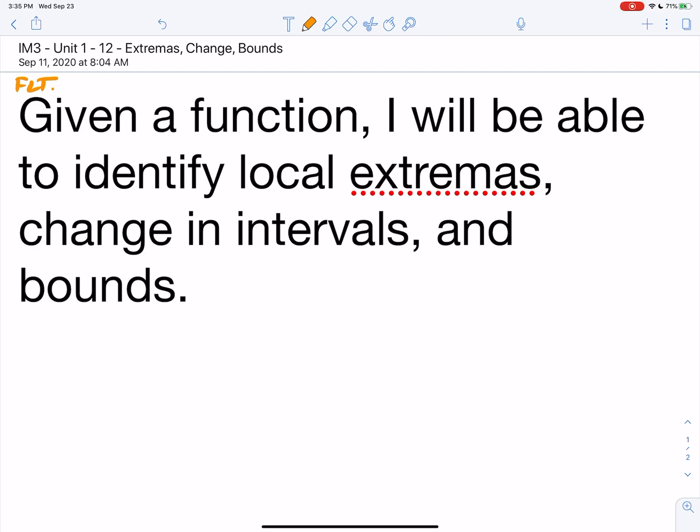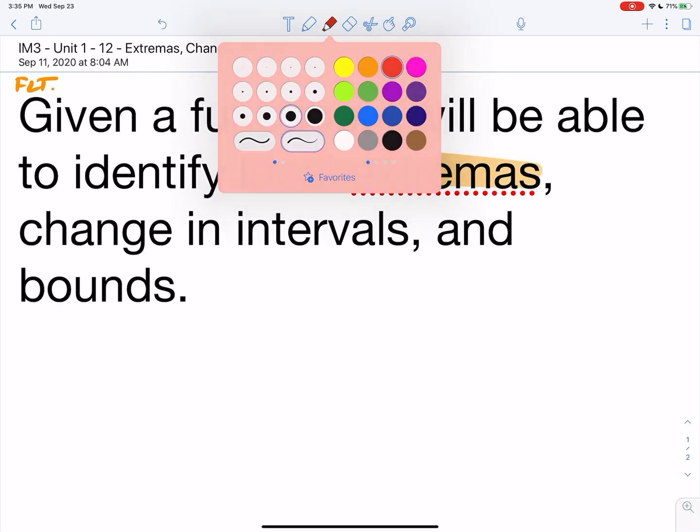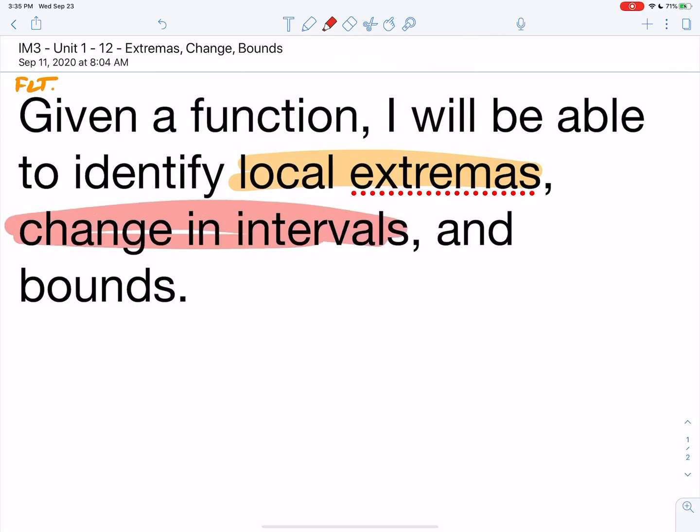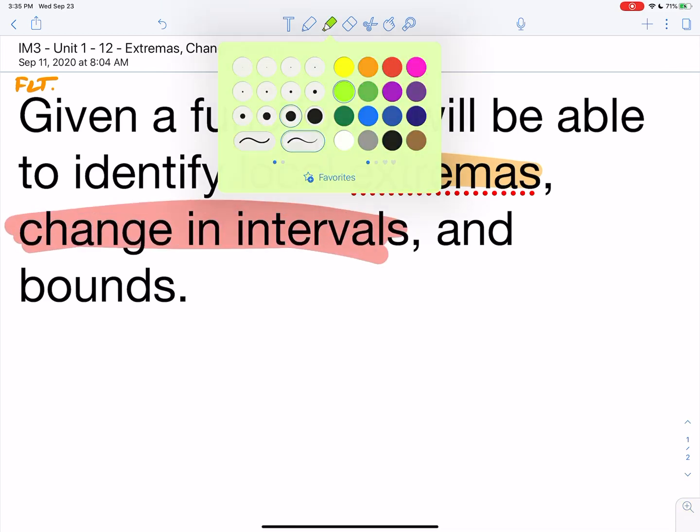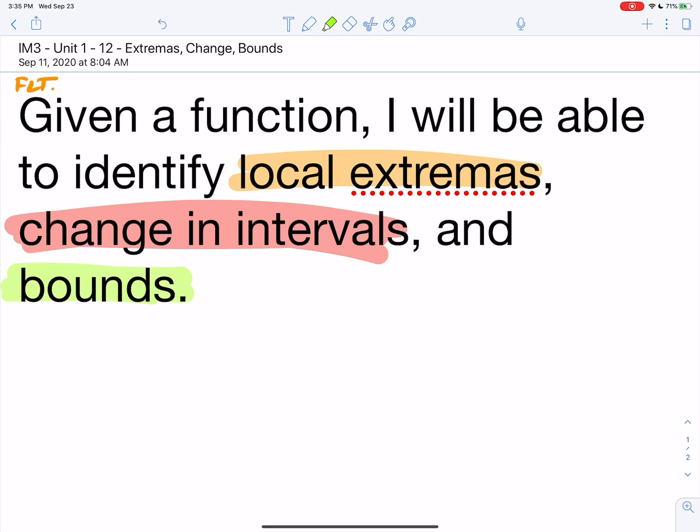Okay, so given a function, you're going to be able to identify three things. So here we have local extremas, change in intervals, and bounds. Okay.